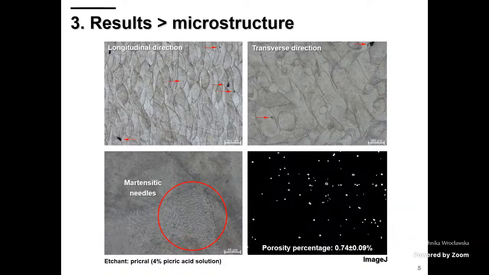We tried to account for the porosity level by using ImageJ software, and according to our calculations, the value was lower than 1%. So it's good in this kind of manufacturing process, in our opinion.